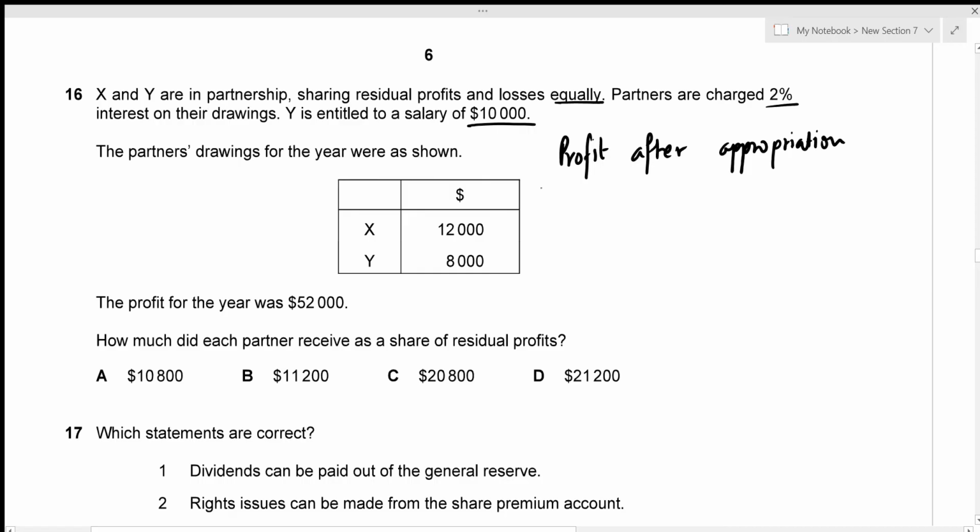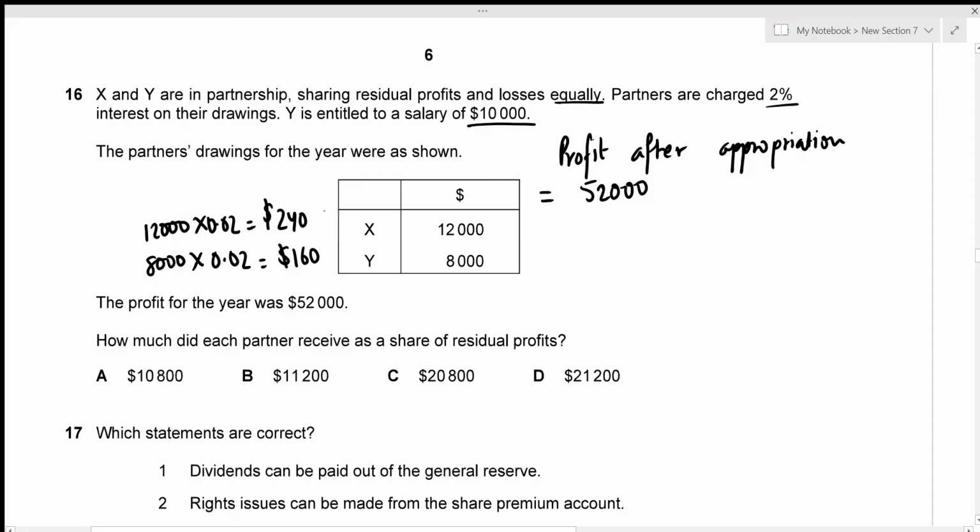We're going to start from the profit for the year, which is 52,000. Alright, let's just look at the interest on drawings first. So interest on drawings are always added to the profit for the year. So let's figure out the interest on drawings for X. That's going to be 12,000 into 2%, which is 240. For Y, that's going to be 8,000 into 2%, which is going to be 160.